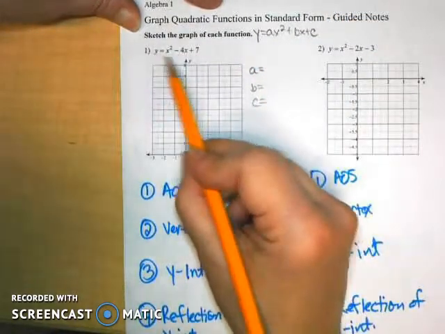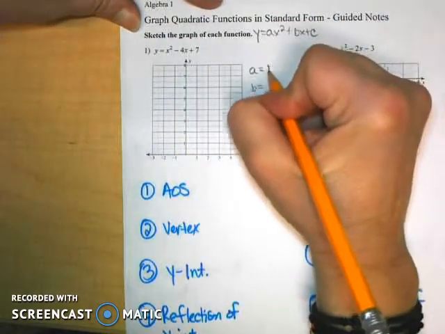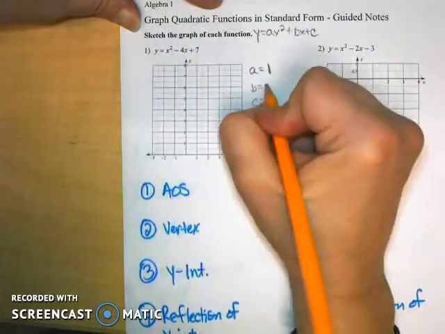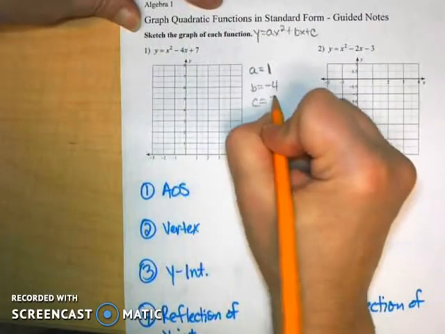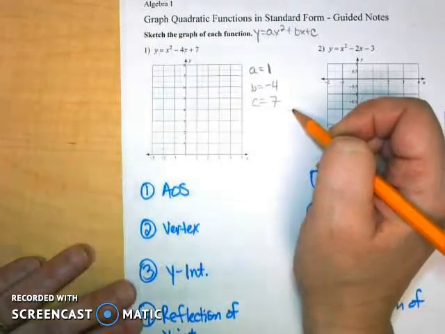So in this particular example for number 1, the a value is equal to 1, the b value is equal to -4, and the c value is equal to 7. So those are the numbers that I want to make sure that I'm using as I go through.